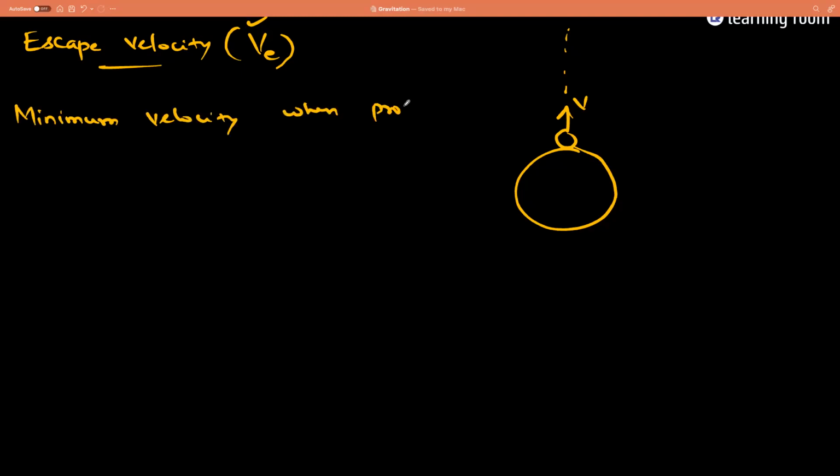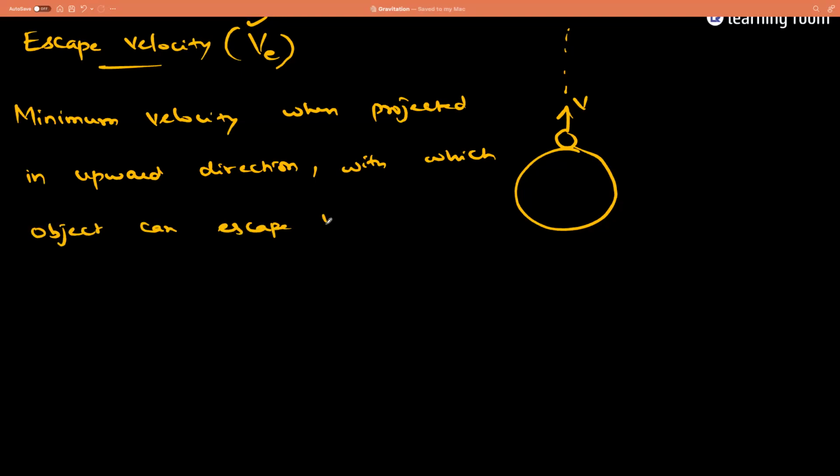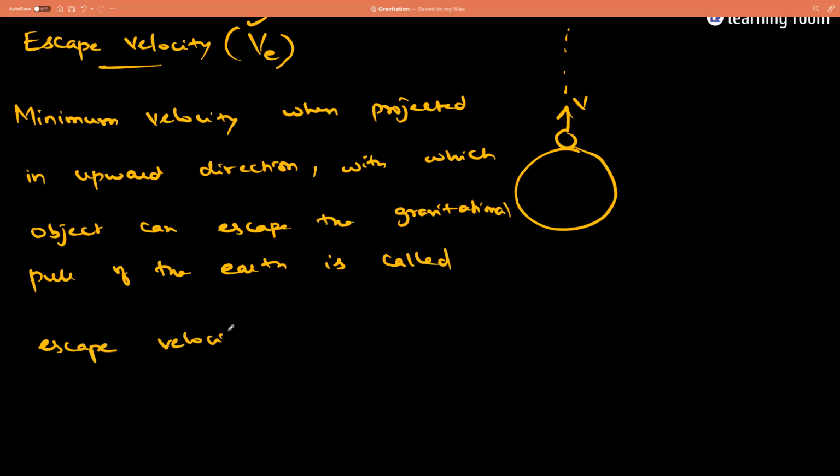when projected in upward direction, so minimum velocity when projected in upward direction, with which object can escape the gravitational pull of the planet, or I'll call it as gravitational pull of the earth, is called escape velocity. Can I say this?